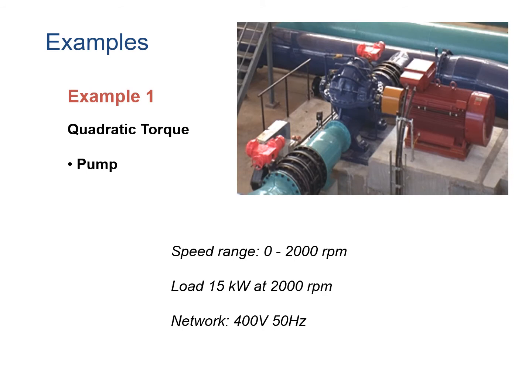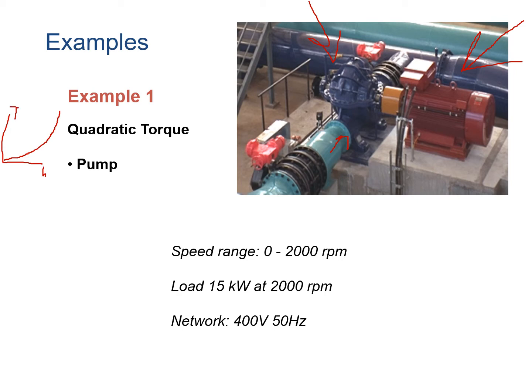Let's look into a couple of examples. So example number one is a pump. You can see it here on the picture. So this is the pump, and here's the electric motor driving this pump. And this is obviously the pipeline with some liquid. Pumps, as we remember, have quadratic torque. So torque looks like that. This is speed and this is torque.